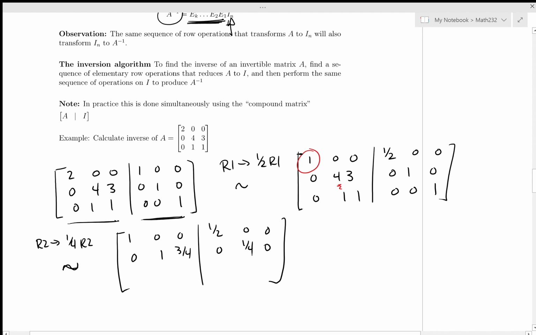I am not changing row 3. Okay, then I have now 2 leading ones, and I see what I need to do next. I've got a leading 1 here and a leading 1 here. Then I need to get a 0 right here.